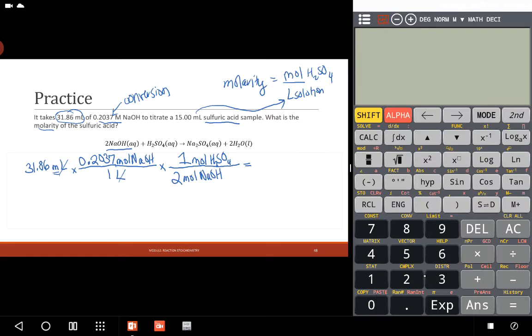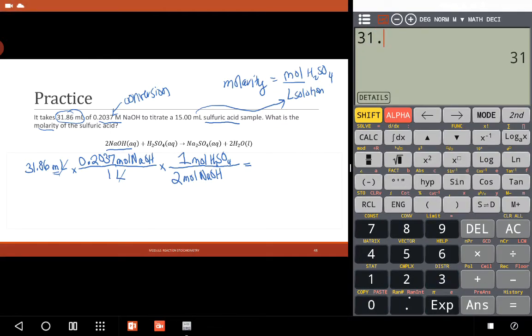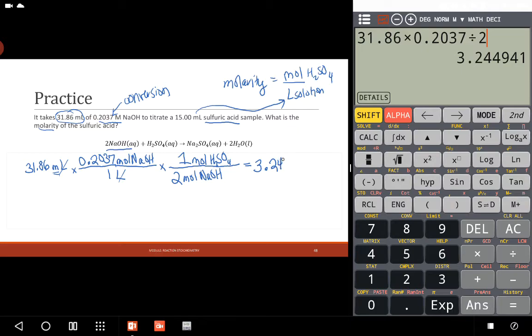And so 31.86 times 0.2037 divided by 2 is equal to 3.2449 millimoles of H2SO4.